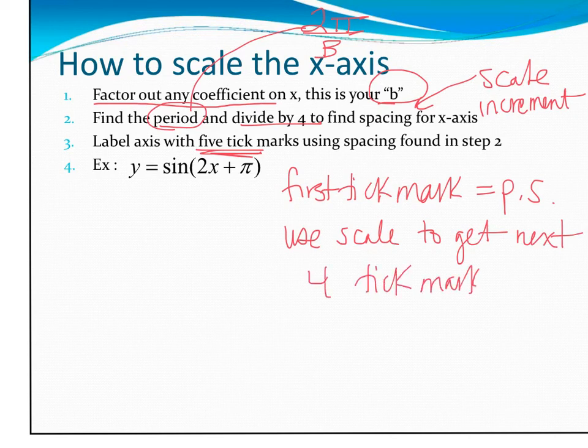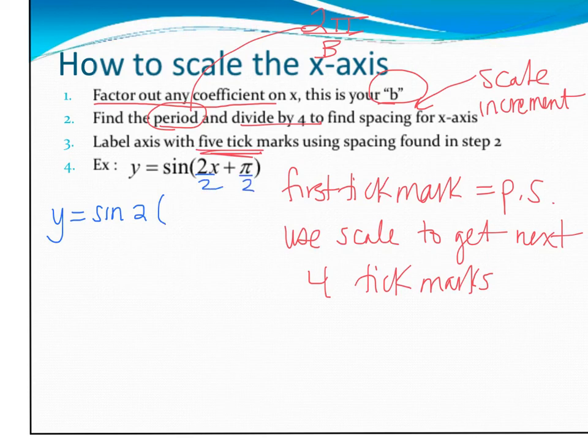So after we mark our first tick mark at the phase shift, we are then going to repeatedly add however much our scale amount is to get the next 4 spots. Alright, let's go ahead and give this a try with the example provided. First, we have to factor out the 2. So my equation will become y equals sine of 2 parentheses, and then we're going to divide the 2 out of each of these, giving me x plus pi halves.